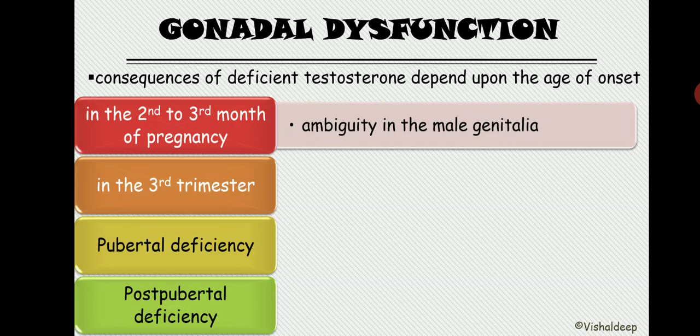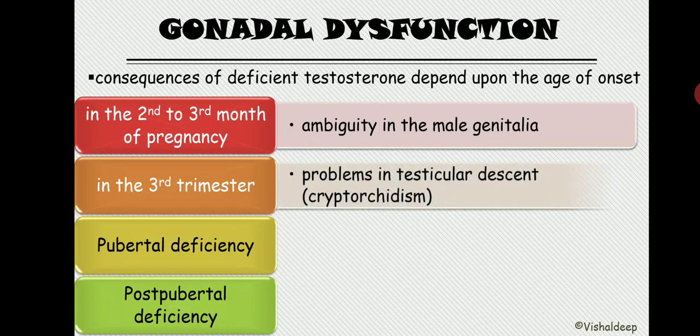In the third trimester, in the late half of a pregnancy, the testis is already formed, right? The problem is in the descent of the testis. This condition is known as cryptorchidism, right? So what is cryptorchidism? Cryptorchidism is the problem in the testicular descent.